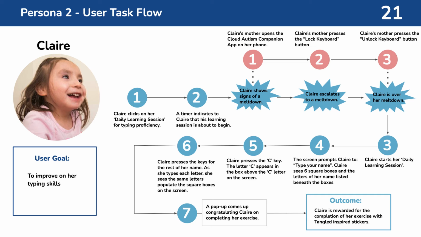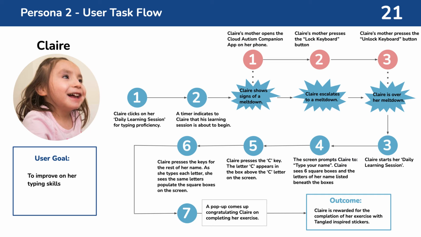Once Claire has re-regulated and is over her meltdown, her mother unlocks the keyboard. Claire is able to begin her daily learning session. The screen prompts Claire to type her name. Claire also sees 6 square boxes with the letters of her name listed individually under each box.